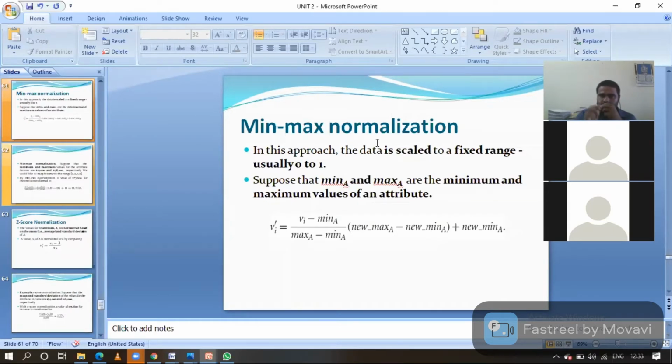Here, for performing this min-max normalization, min a means the minimum value of a, that is the old minimum value. Max a means the old maximum value. I'm going to convert that to the new values: new max is the new maximum value, new min is the new minimum value. Understand? And vi is the value.